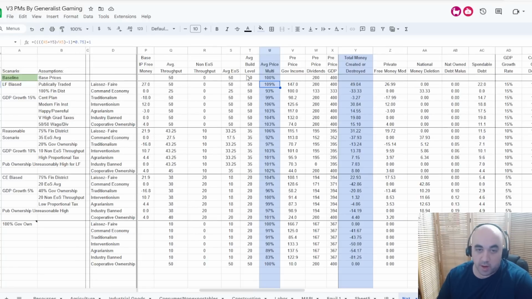We've already talked about it quite a bit, but you can see up here, this is the equation that is getting used. We are taking the total pre-price GDP, adding the money created or destroyed, dividing this by the pre-price GDP, minusing this, and then minusing 1 from this. So if it is over 1, we will get a positive effect, where this will raise the price. If it's under 1, we will be getting a negative effect.